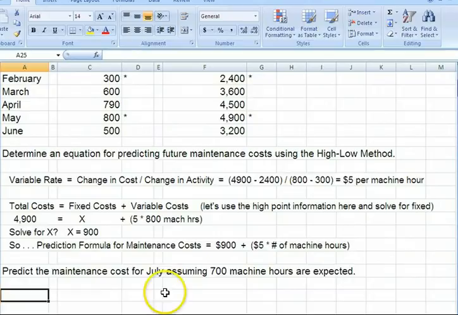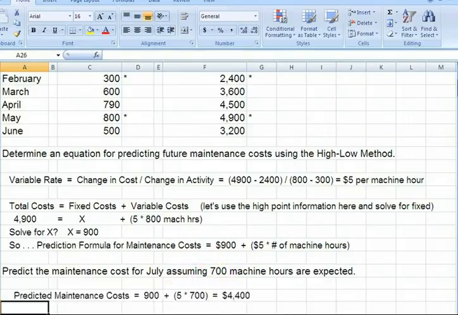So assuming July is a future period for this company and we're anticipating working 700 machine hours during that period, could you as a manager predict what the maintenance cost would be? We need to use our prediction formula here and plug in the 700 machine hours we expect to incur to be able to make that prediction. Therefore, on the exam, the predicted maintenance cost would be the 900 fixed cost of this mixed cost item plus the $5 variable cost per machine hour times the 700 expected machine hours. It's 3,500 plus 900 is 4,400. So the answer is the predicted maintenance cost for July would be 4,400.